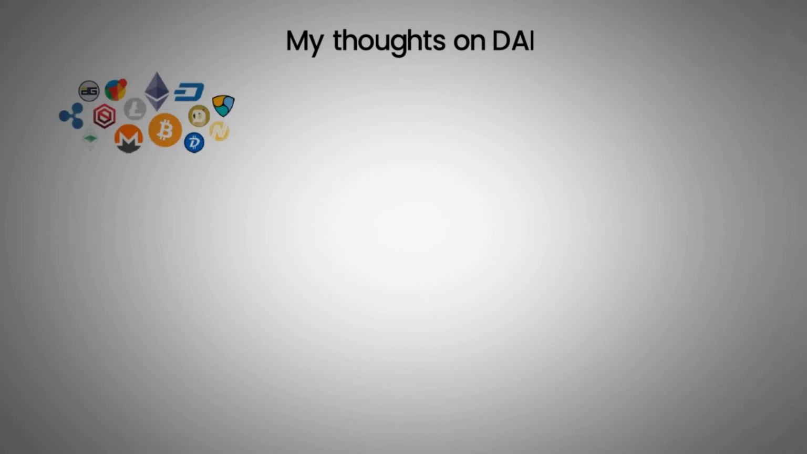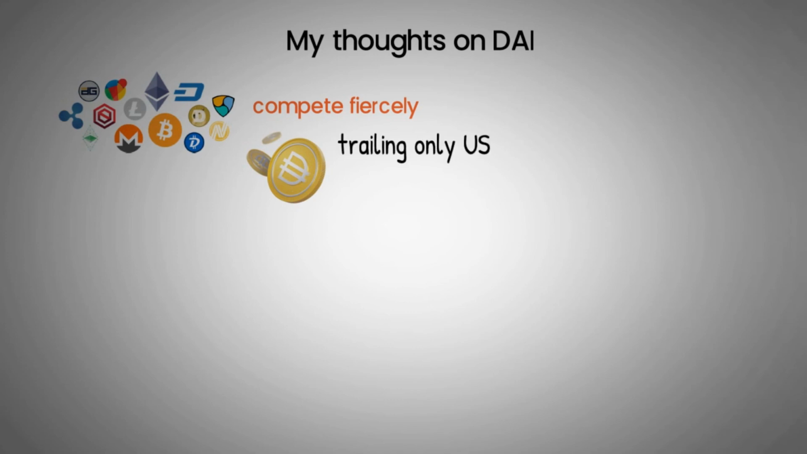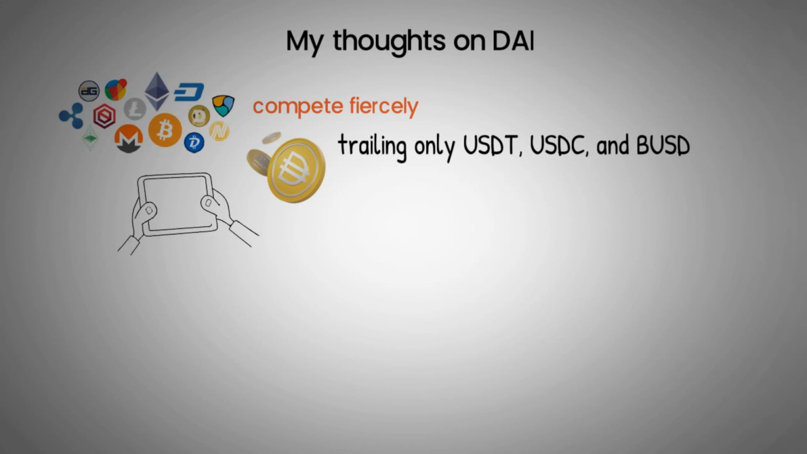What are my thoughts on DAI? New stablecoins are appearing at a rapid rate in the stablecoin arena. As a result, all the latest and existing stablecoins compete fiercely. DAI is now the fourth largest stablecoin in terms of market capitalization, trailing only behind USDT, USDC, and BUSD. Although DAI is a rising stablecoin, it has some flaws that could cause problems in the long run.